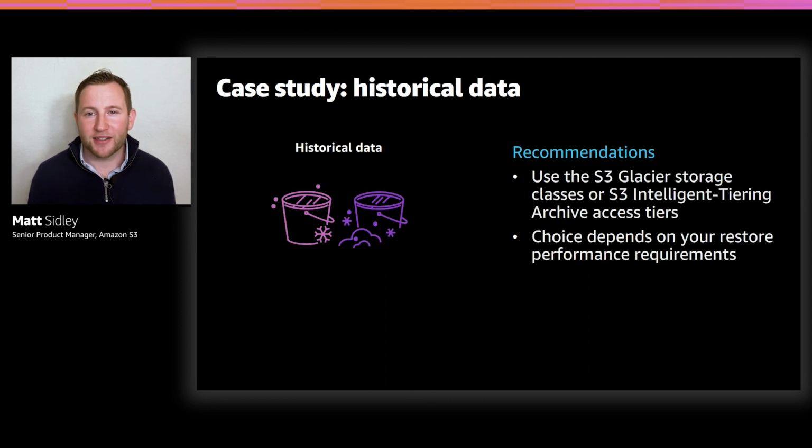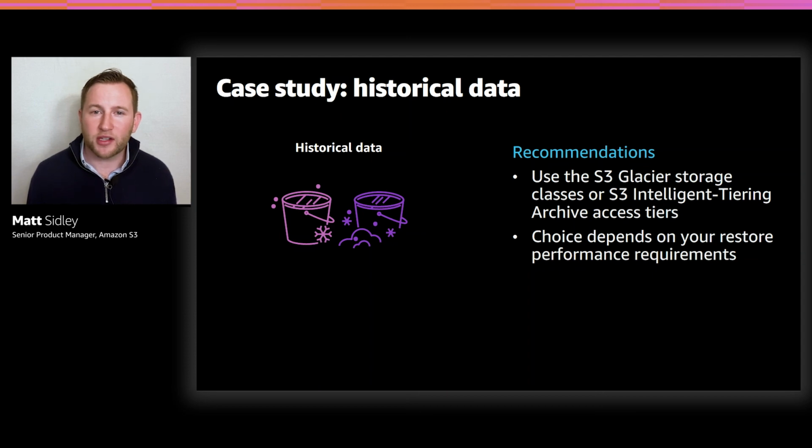Finally, as data ages, it often turns into historical data that is rarely accessed. For this customer, it was important to keep this data around to run machine learning model training at a later point. However, this data can be offline in an archive. For historical data sets like this, we'd recommend using one of the S3 Glacier storage classes or opting in to the new S3 Intelligent Tiering archive tiers for automatic archiving after the data is no longer being accessed.